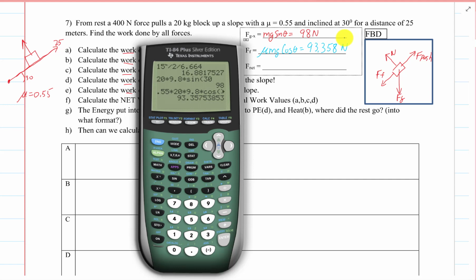And the net force. Okay, the net force is the pull minus the force of friction minus the force of gravity in the x. Because the force of friction is down because we're moving up. The force of gravity is also down because gravity is always down, and the pull is up. So we'll take the 400 minus the force of friction, which we just calculated, 93, minus the 98, and we get a net force. The net force pulling the object up the slope is 208.64.